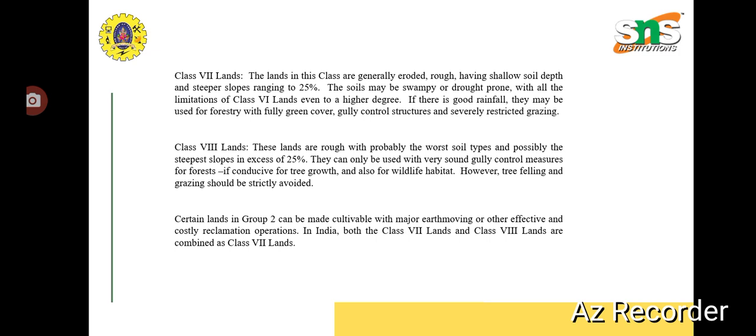In class 8, these soils are rough, with probably the worst soil types possible. The steepest slopes, in excess of 25 percent, can be used only with sound gully control structures for forest, if conducive for tree growth, and also for wildlife habitat. However, tree felling and grazing should be restricted. Certain lands in group 2 can be made cultivable with major earth moving or effective reclamation operations. In India, both class 7 and 8 are combined as class 7 land.